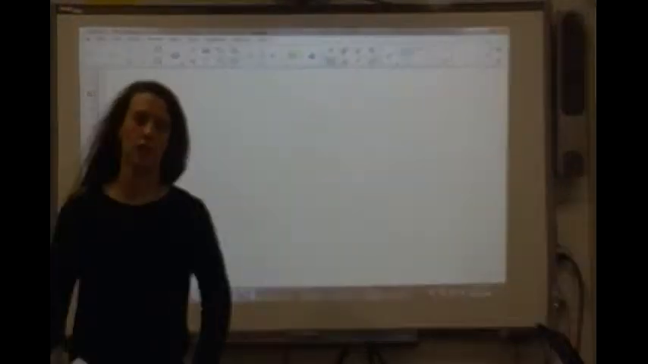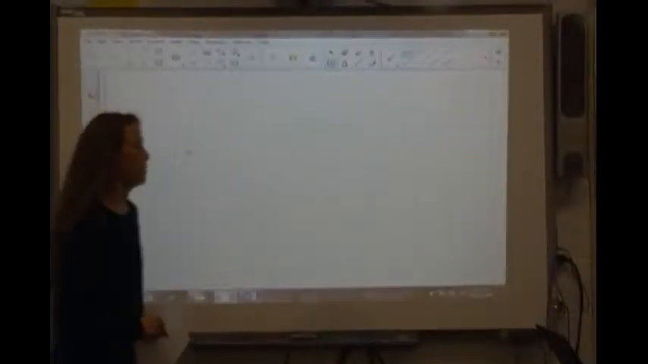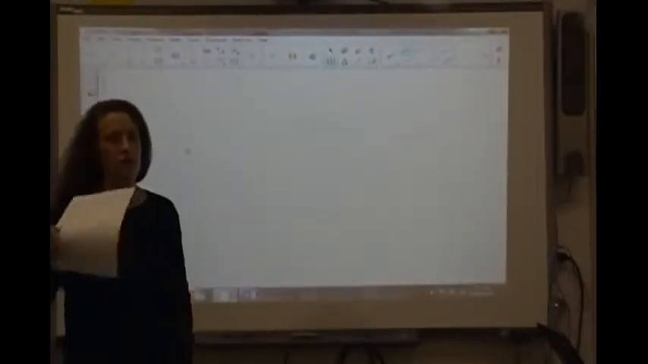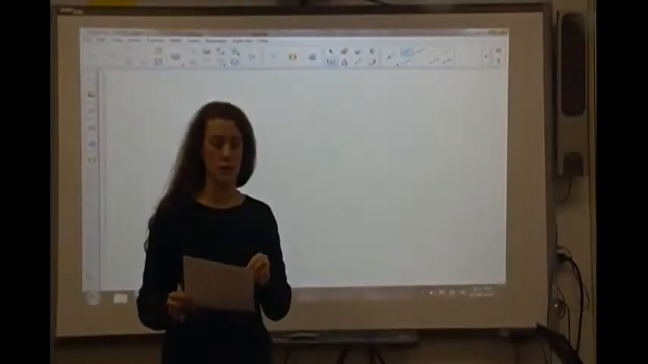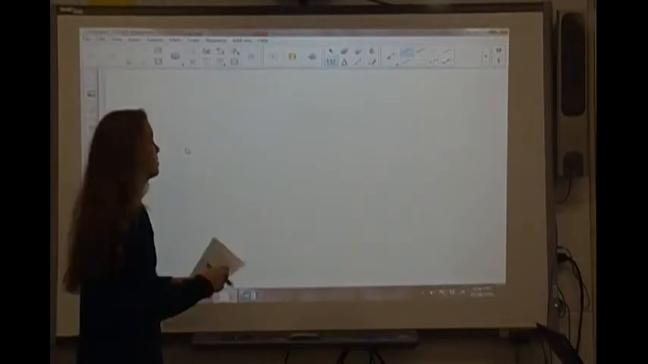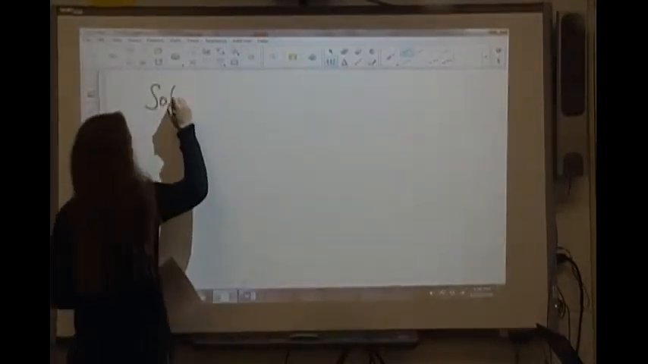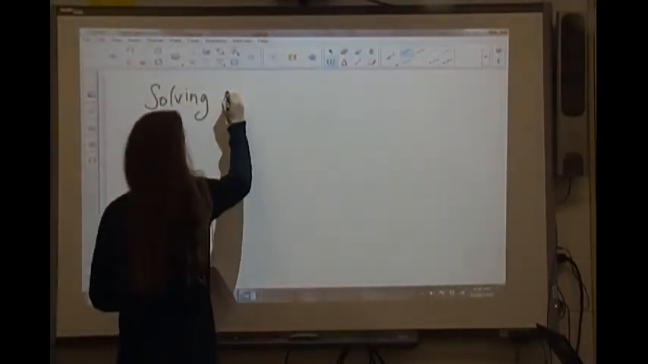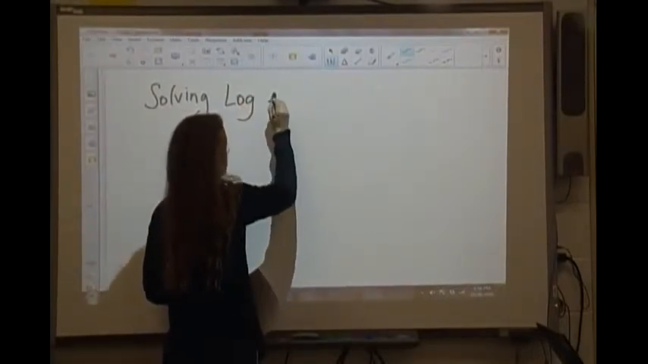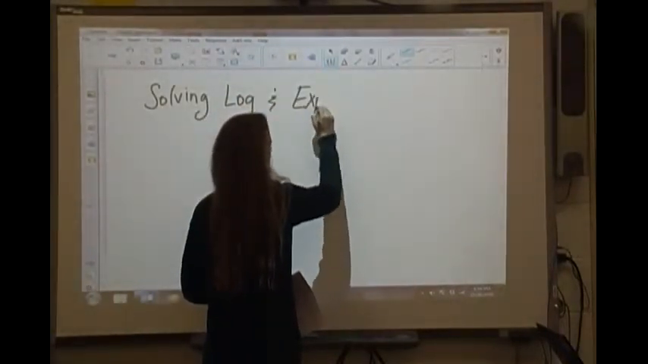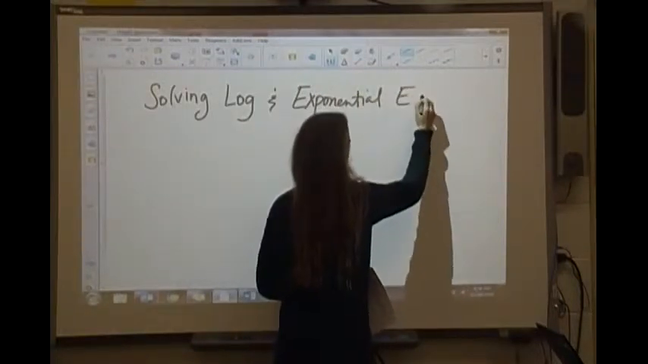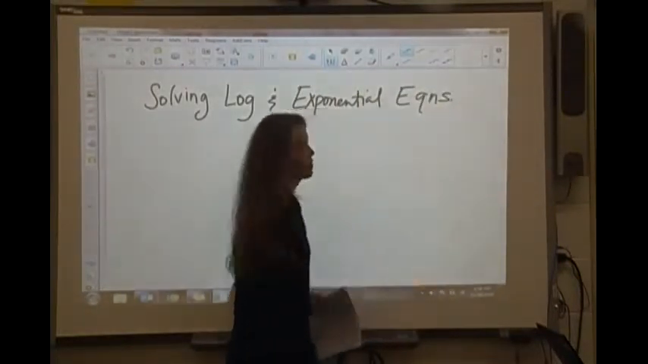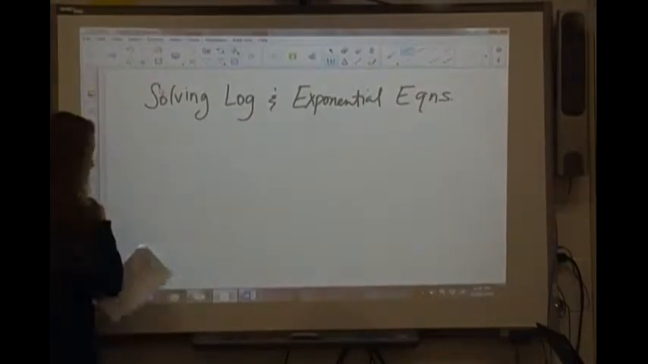The last lesson for Unit 5 is going to be on applying everything that we have already used so far. So we're going to be solving log and exponential equations. Okay, so we're going to start out with log equations.